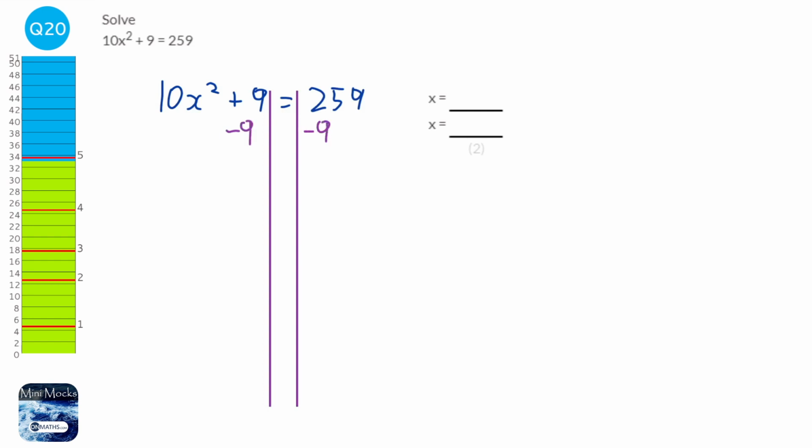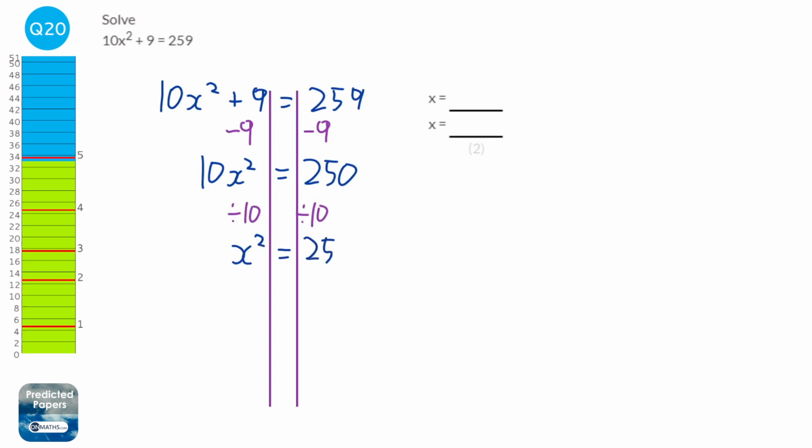And so that will leave us with the 10x squared on the left hand side and then 250 on the right. Then we're going to divide by 10 both sides. So we've got x squared equals 25. And then we're going to square root both sides. Now, this does give us 5, but it also gives us negative 5, because minus 5 times minus 5 is also 25. So our two solutions are 5 and minus 5.